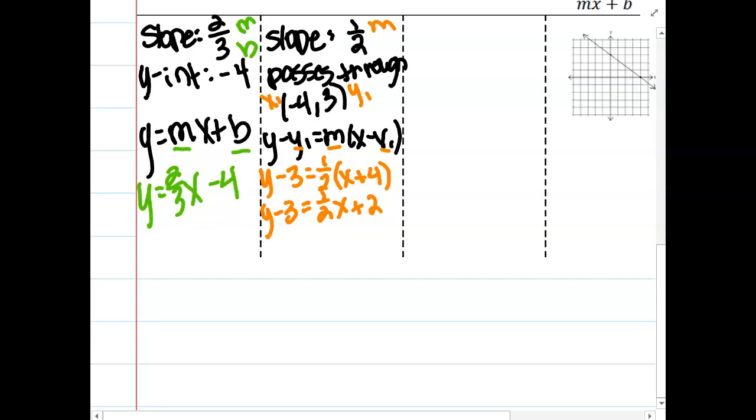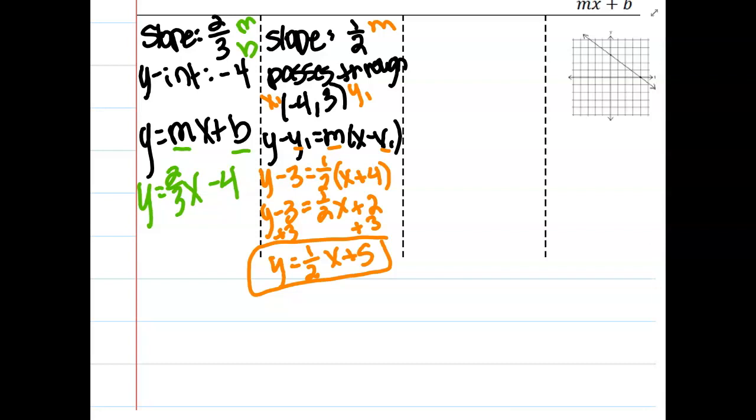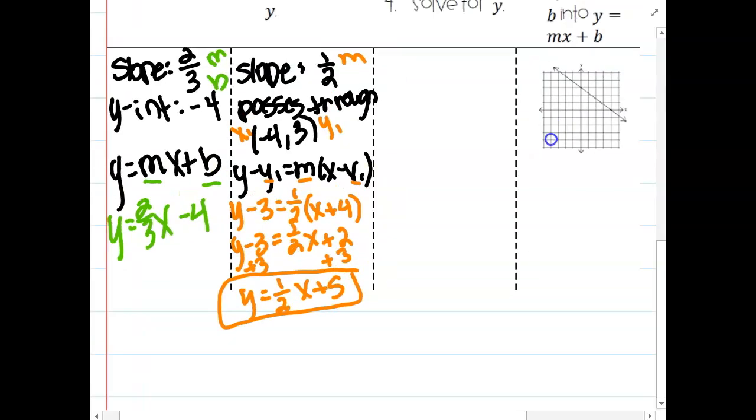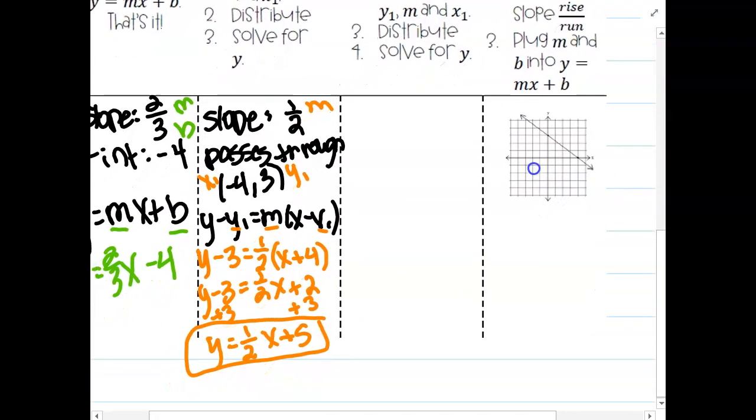And remember, the whole goal here is to get into y equals. So to get rid of the minus 3, I would add 3 to both sides. So we'd have y = 1/2 x + 5. A lot of your problems will look like that today, okay?